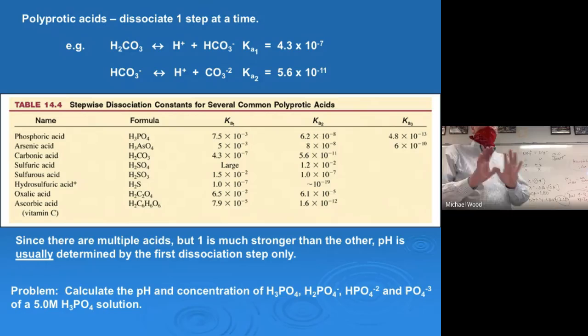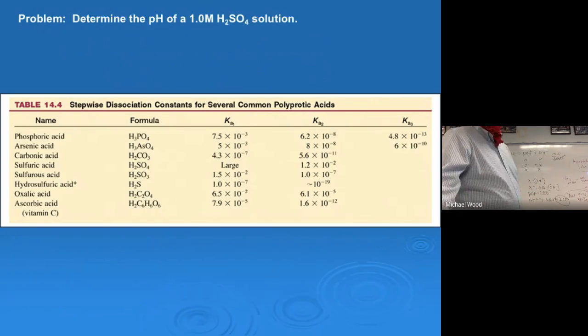So now I do want to do a problem that involves a multi-step process, and that is this one. Determine the pH of a one molar H2SO4 solution. I'll leave that on the board for a second. Because sulfuric acid is diprotic, it's going to dissociate one H at a time.